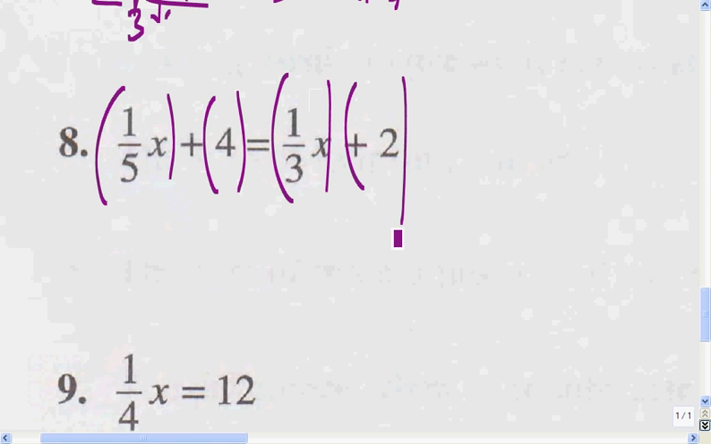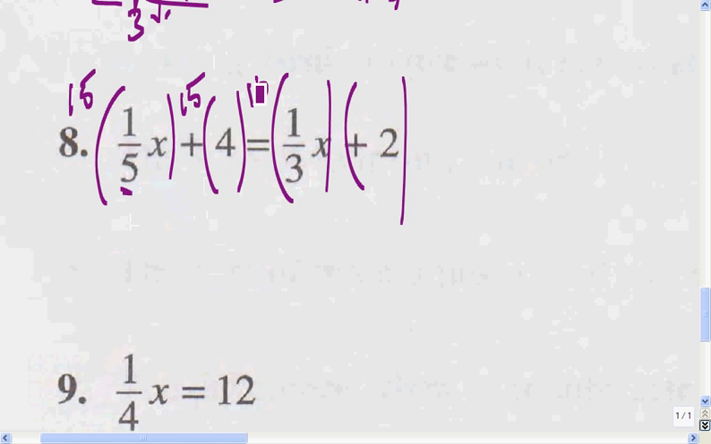So the way I find a common denominator is I look at the biggest denominator and I ask myself, is 3 a factor of 5? In other words, does anything times 3 equal 5? No. So then I double the 5. That'll give me 10. Does anything times 3 equal 10? No. Then I triple the 5. Does anything times 3 equal 15? Yes. 5 times 3 equals 15, and 3 times 5 equals 15. So my common denominator is 15.